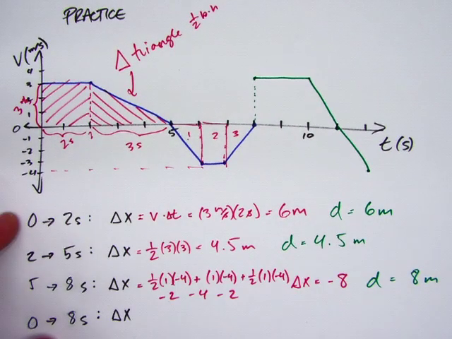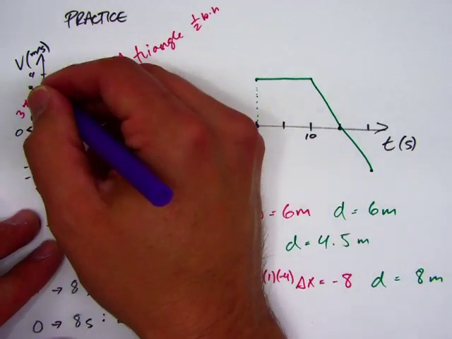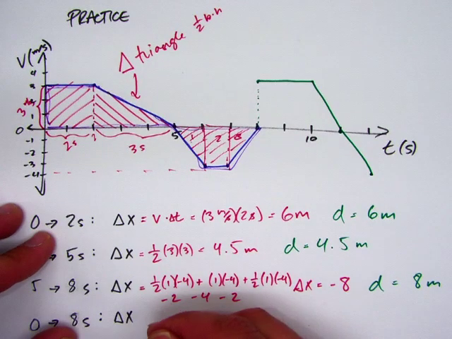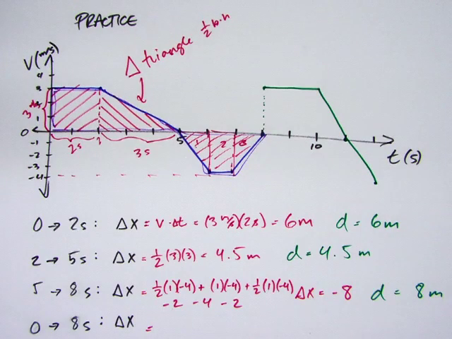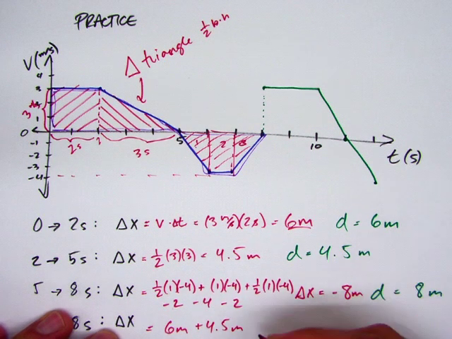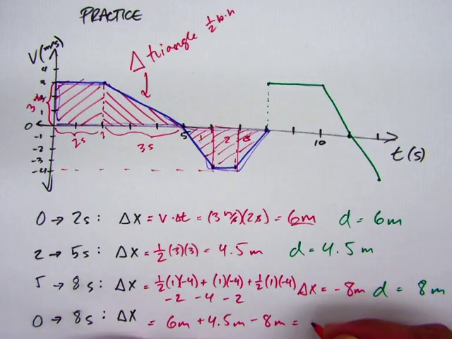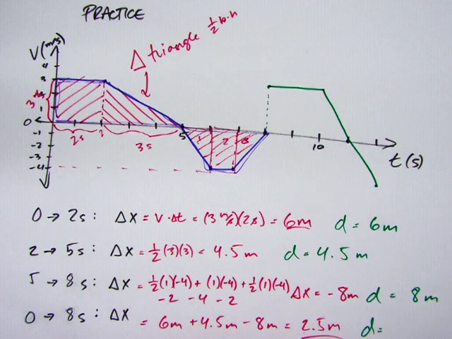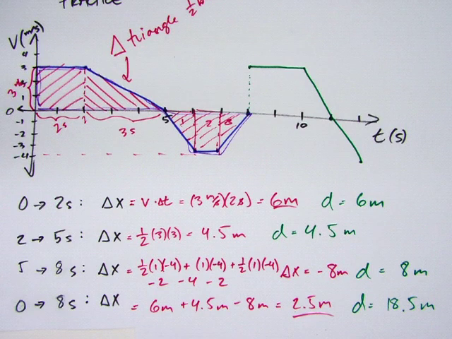So how about from 0 to 8 now? These were hashed out together. I'm looking at this whole entire region. What's my delta x? What's my overall distance traveled? Well, to find delta x, I'm going to just sum up my delta x's from the previous regions. So I had 6 meters, and then another 4.5 meters, but then a -8 meters. Don't forget your units, Mr. H. So 10.5 minus 8, I get positive 2.5 meters as my displacement. But distance-wise, remember everything's positive. 6 plus 4.5 plus 8 would give me 18.5 meters. Okay? So area under the curve gives you your displacement, and can give you your distance as well.